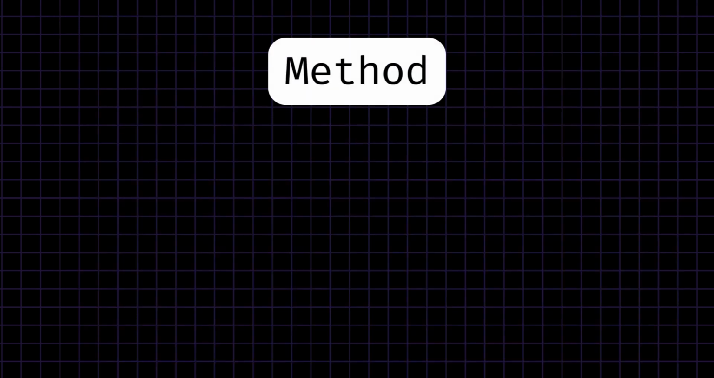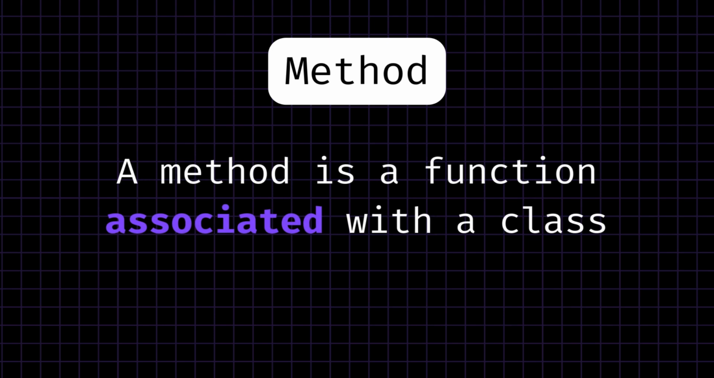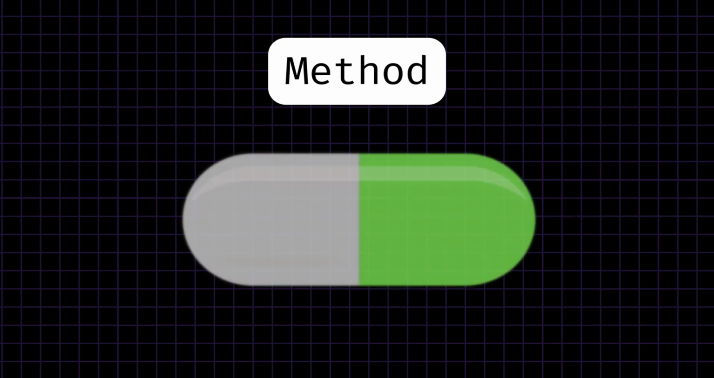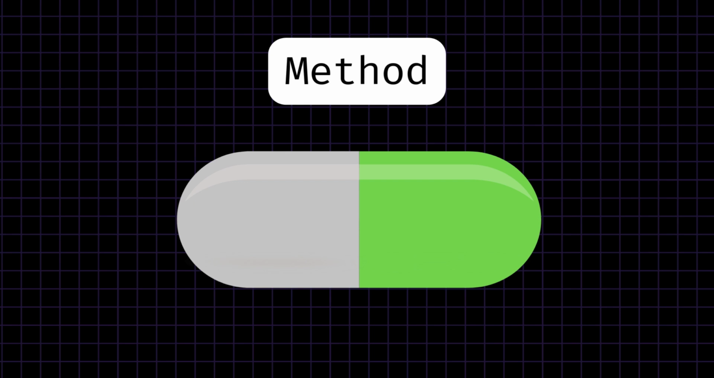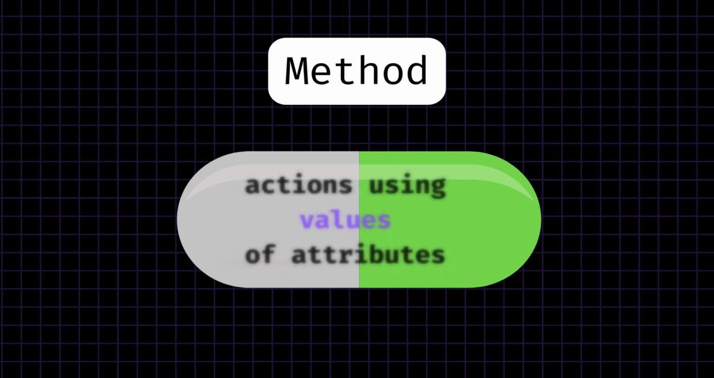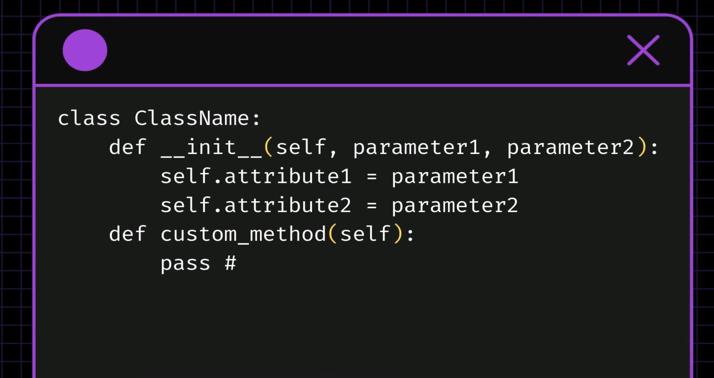Classes can also contain methods. A method is nothing but a function associated with its respective object or class. They enable encapsulation of behaviors within the objects or classes. It can perform various actions using the attributes of its class. Its first parameter is always self.